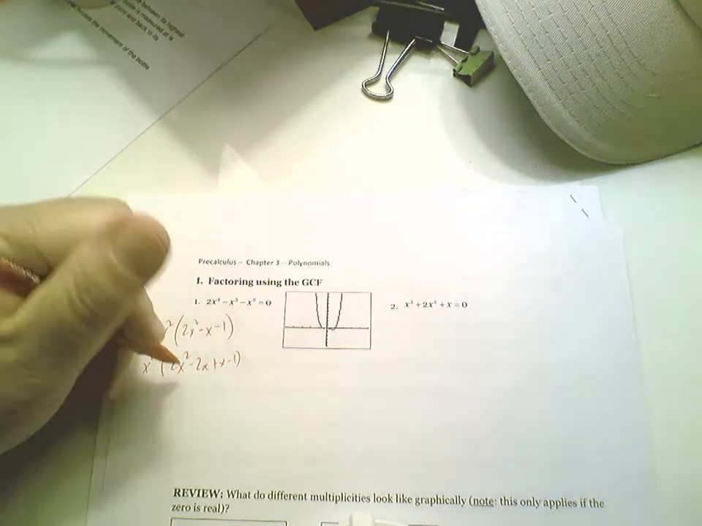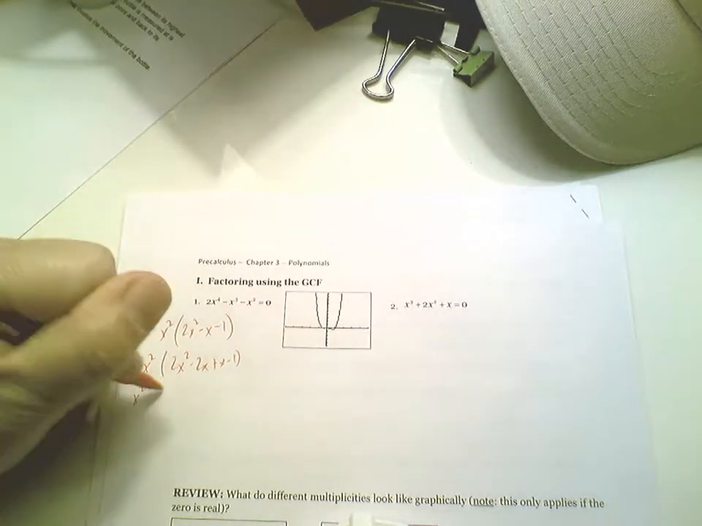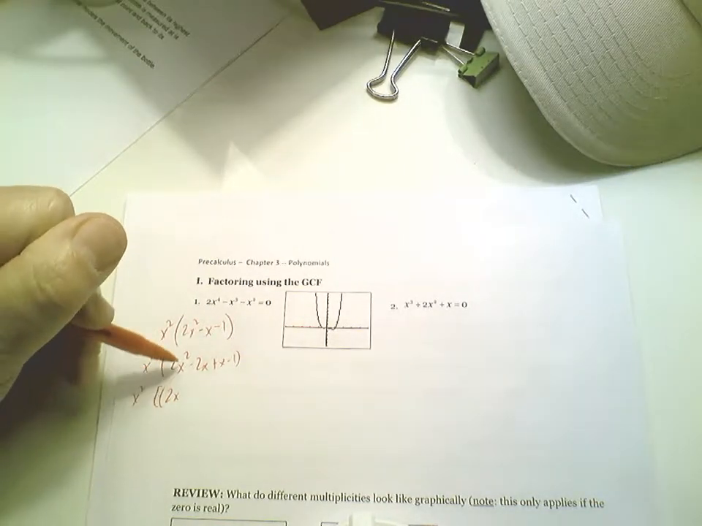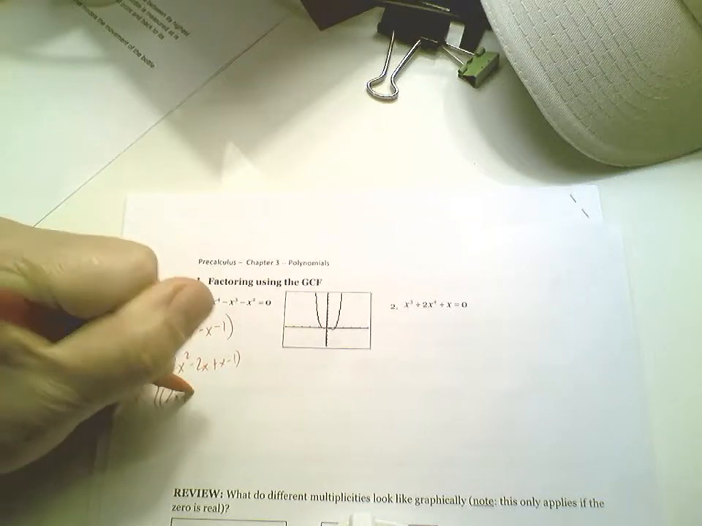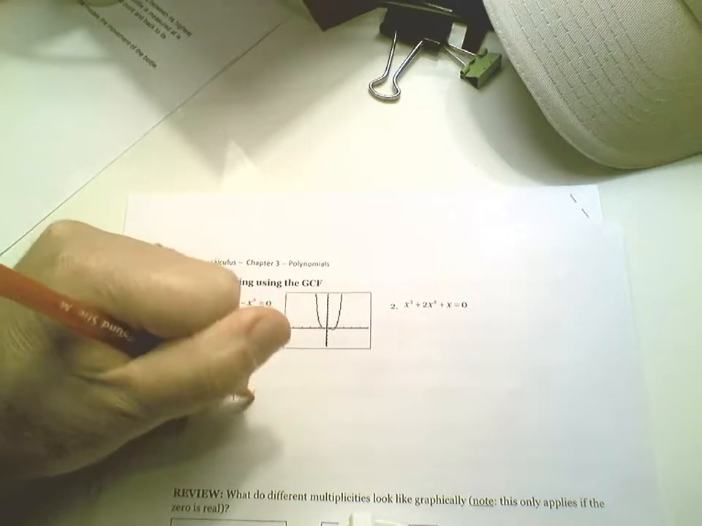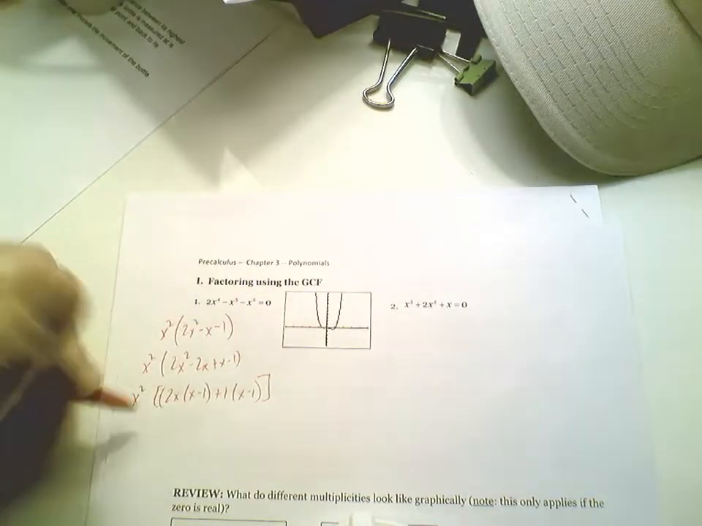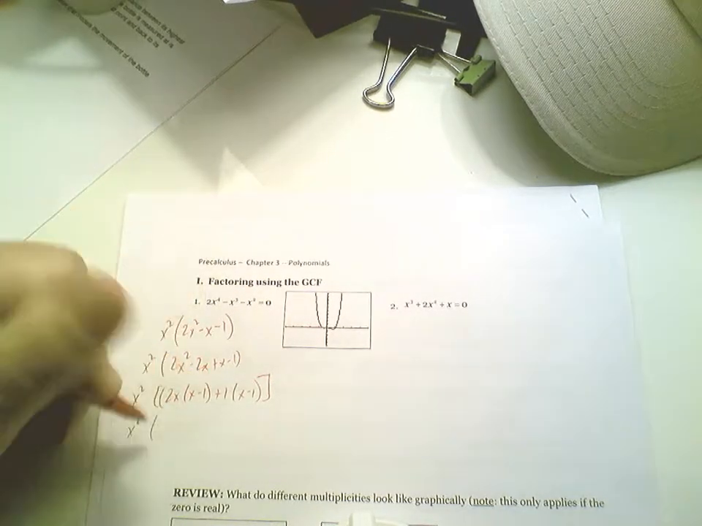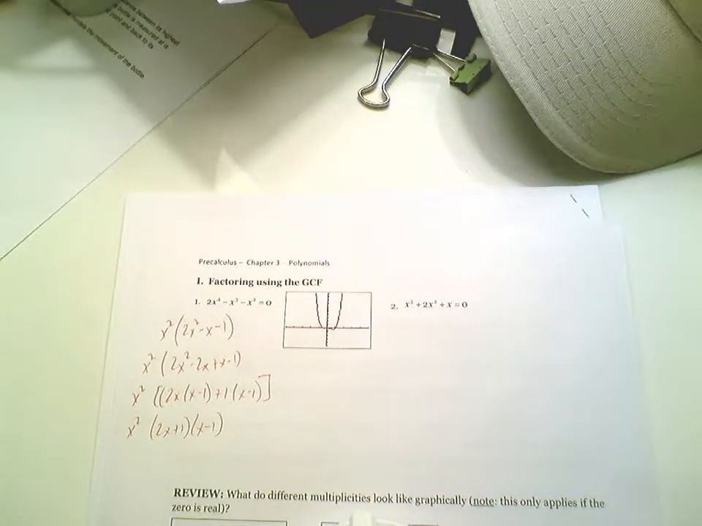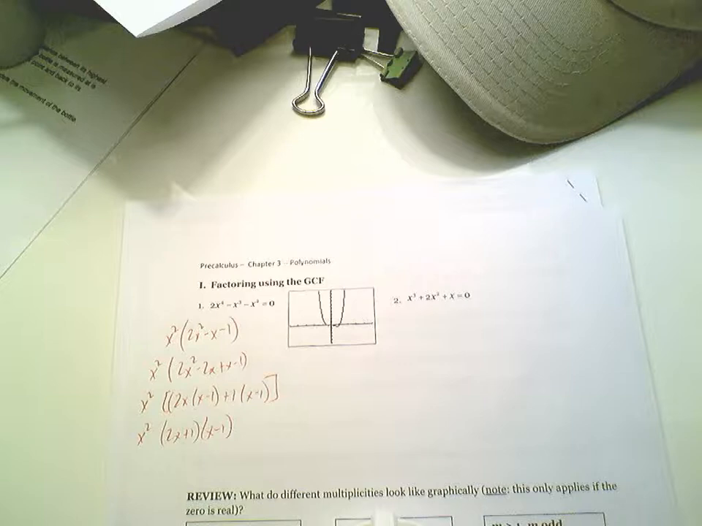Let's keep working with what's inside. This becomes 2x times x minus 1, plus 1 times x minus 1. What do we wind up with? x squared times 2x plus 1 times x minus 1. And now we've factored this thing wholeheartedly, and we're in very good shape with it.